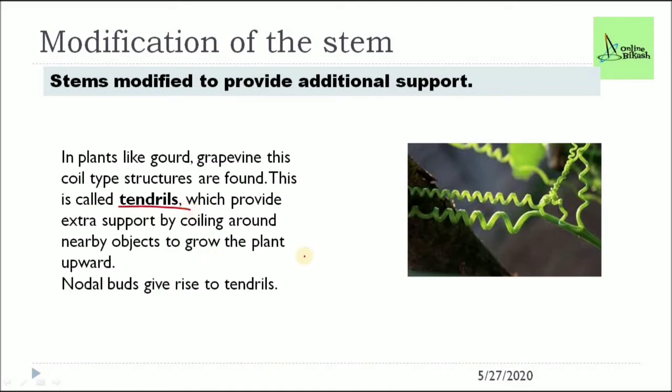The nodal buds give rise to tendrils. The tendril actually occurs from its nodal buds. Okay, this is the important thing: nodal buds give rise to tendrils. So the stem has been changed into a coil-like structure. Why is the coil-like structure formed? So that it can provide additional support to the plant, so that it can grow upward by climbing or just by coiling around any nearby object. You can see this type of structure in your backyard, I think.